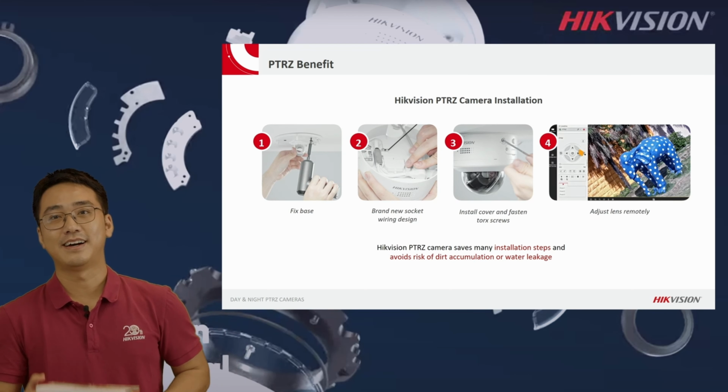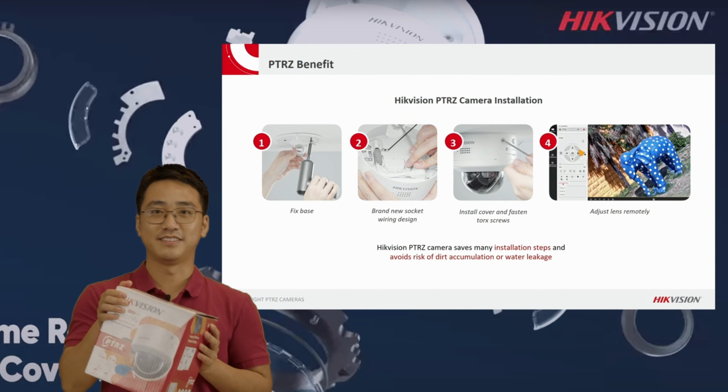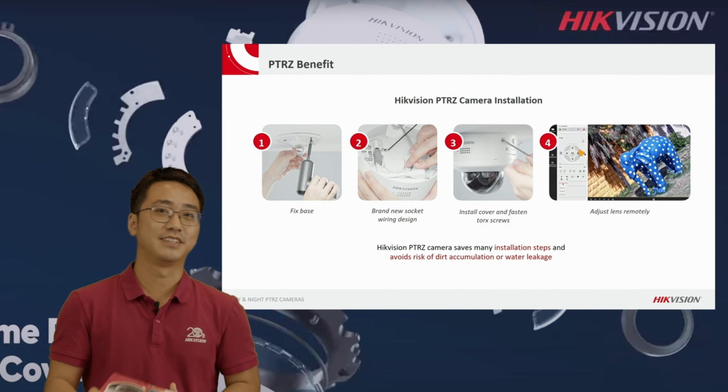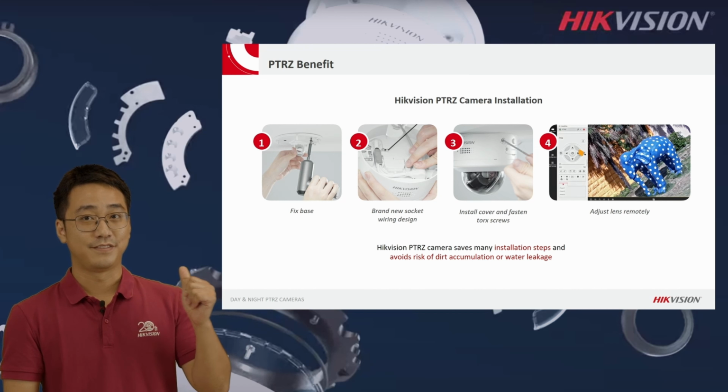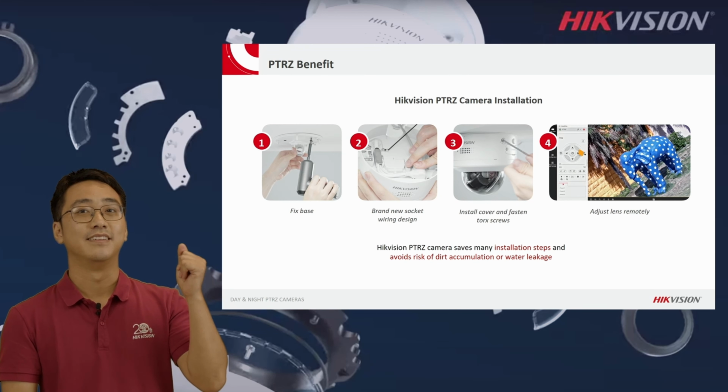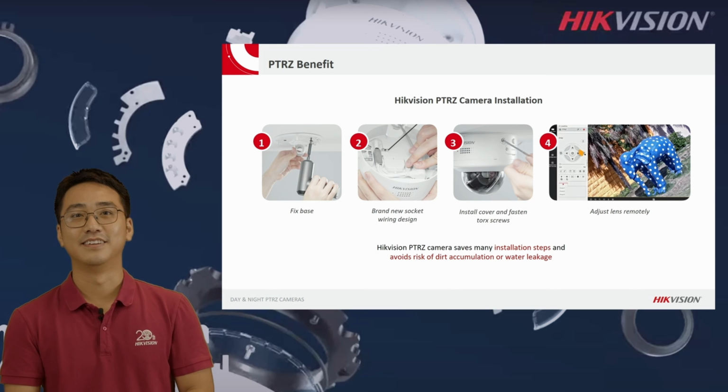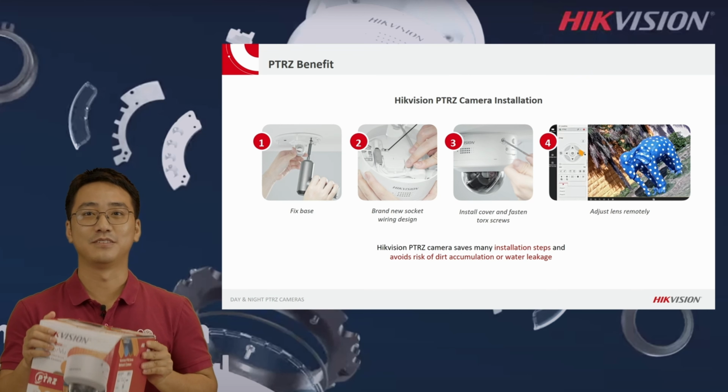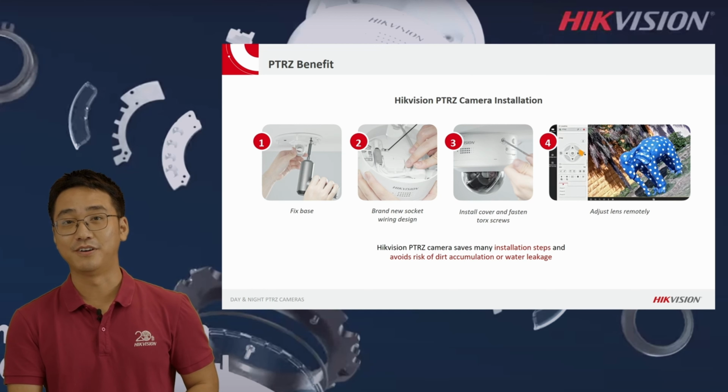Well, with the PTRZ, the one that I installed just now, only 4 steps and everything is done. Fix the base, manage the wires in the socket, install it, then you can sit down and relax. Adjust the lens remotely with your mobile phone or laptop.